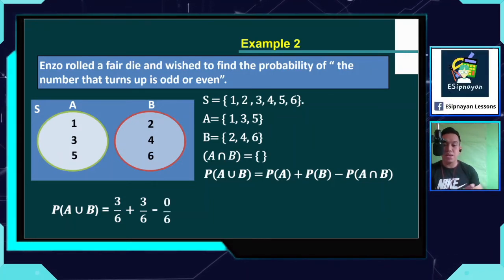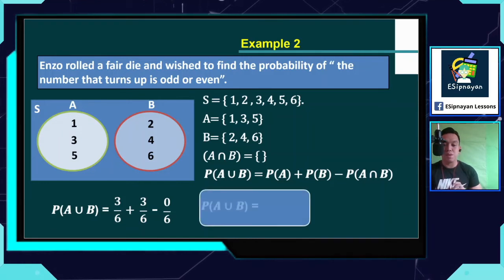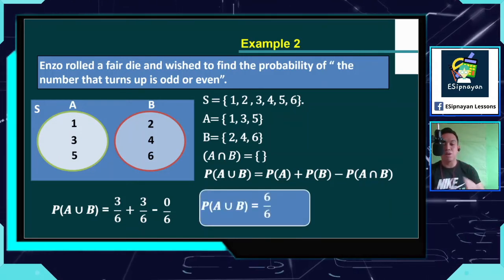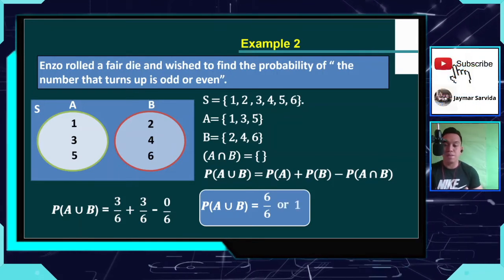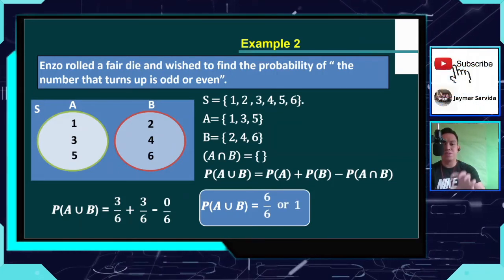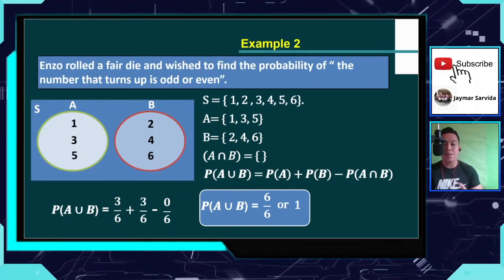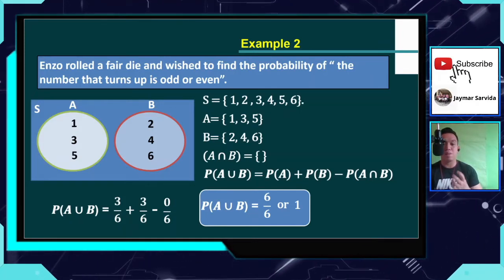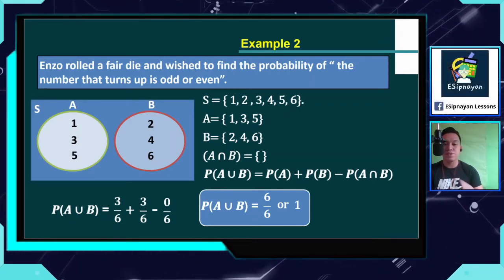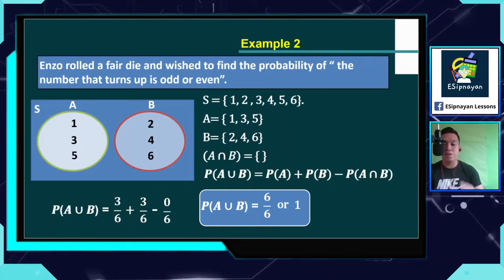And that is equal to 3 plus 3 minus 0, so the probability of A union B is equal to 6 over 6 or 1. Or kapag ginawa natin siyang percent, yan ay 100%. So yan yung ating probability of the number that turns up is odd or even.